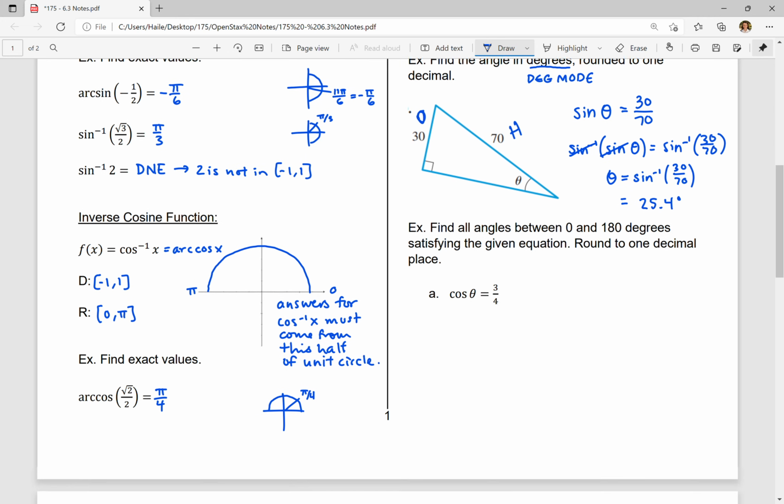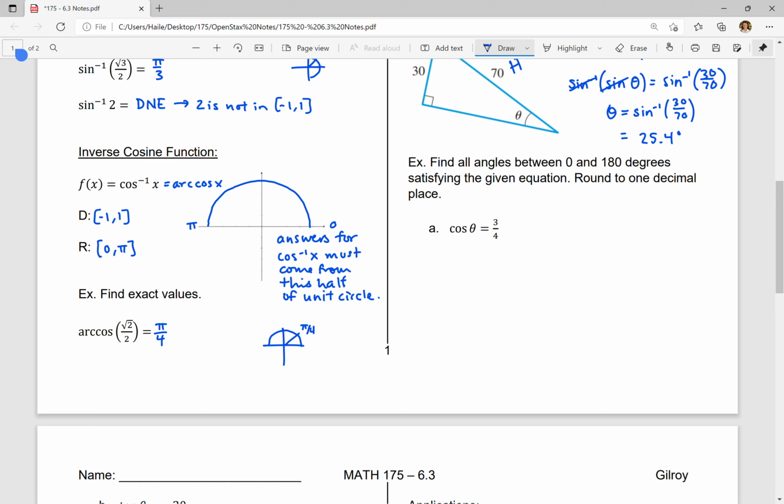For this next example, we're going to find all angles between 0 and 180 degrees satisfying the given equation. This time we're going to solve similar equations to the one we just did, but we're not given a triangle, and we want to round to 1 decimal place. For this first one, we have cosine of theta is equal to 3 over 4. The first thing I'm going to do is solve for theta. We take the cosine inverse of both sides, and this leaves me with theta equal to cosine inverse of 3 over 4.